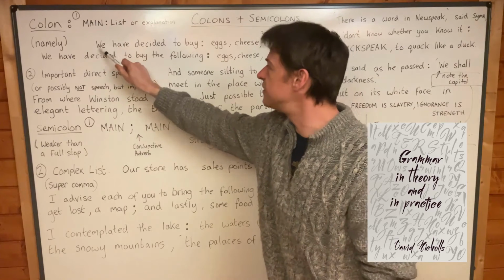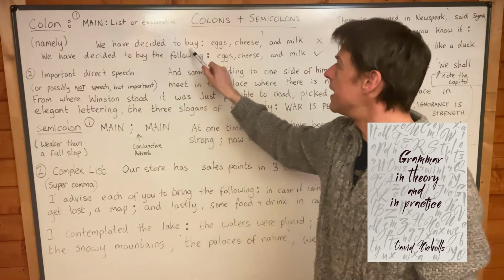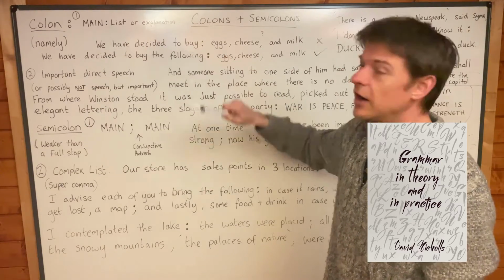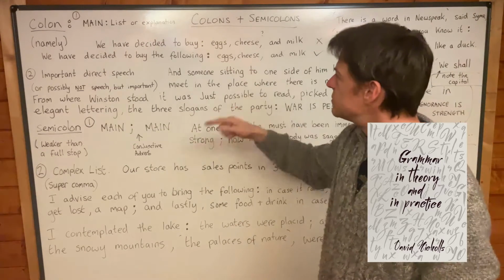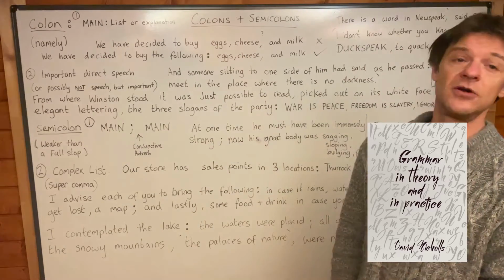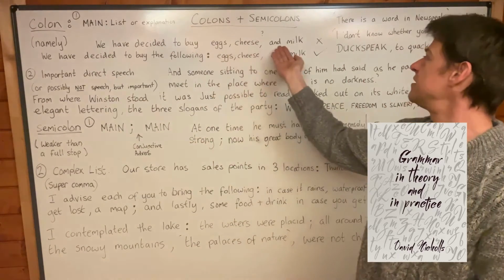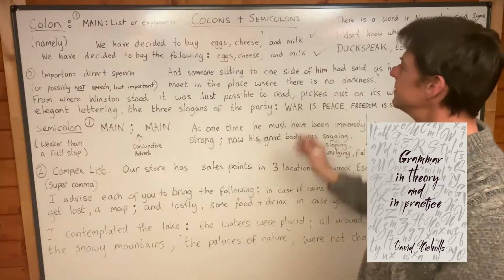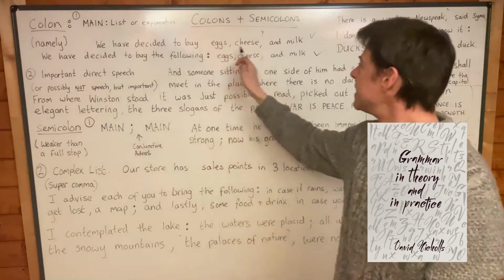You see it very often. You see something like this. We have decided to buy, namely, eggs, cheese and milk. Well, that's not okay. That's not okay at all. Why? Because it's unnecessary. Look at that. We have decided to buy eggs, cheese and milk. That's correct. If you get rid of the colon, it's correct, because that's one main clause.